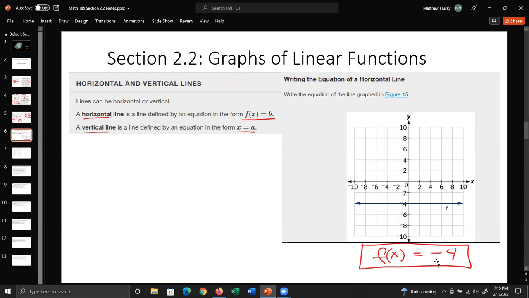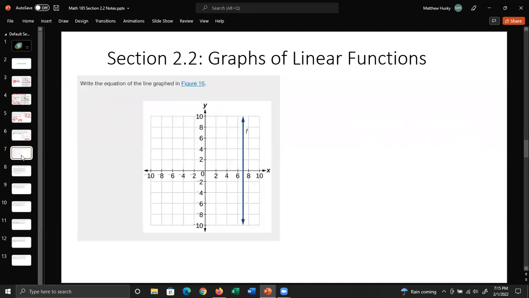The point is, that's a horizontal line. F of x equals -4. Here we have a horizontal, or I'm sorry, this one's a vertical line. So because this one is vertical, the equation is going to be x equals some number. Now, what's the number going to be? Well, here's 6, here's 8. So halfway between those is going to be 7, yes? So if we're going to write an equation for this line, we're going to say x is equal to 7. There you go. That wasn't so bad, hopefully.